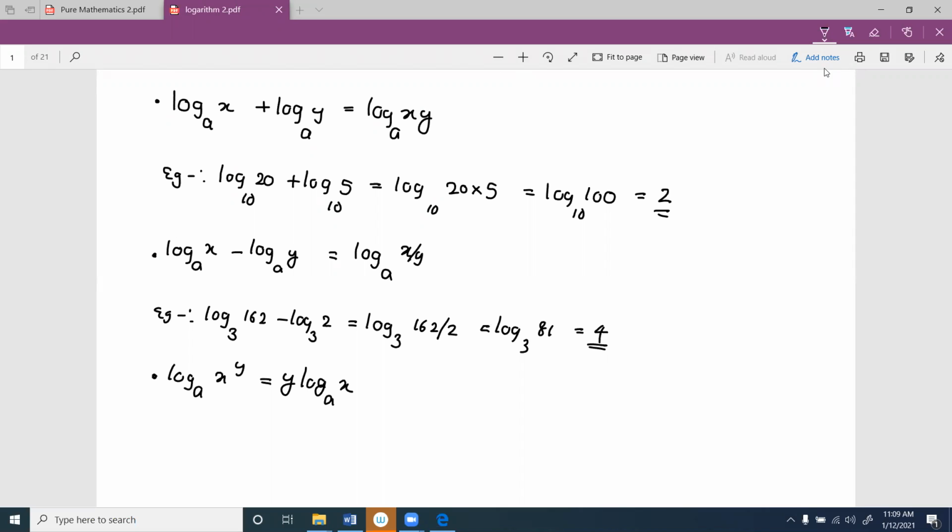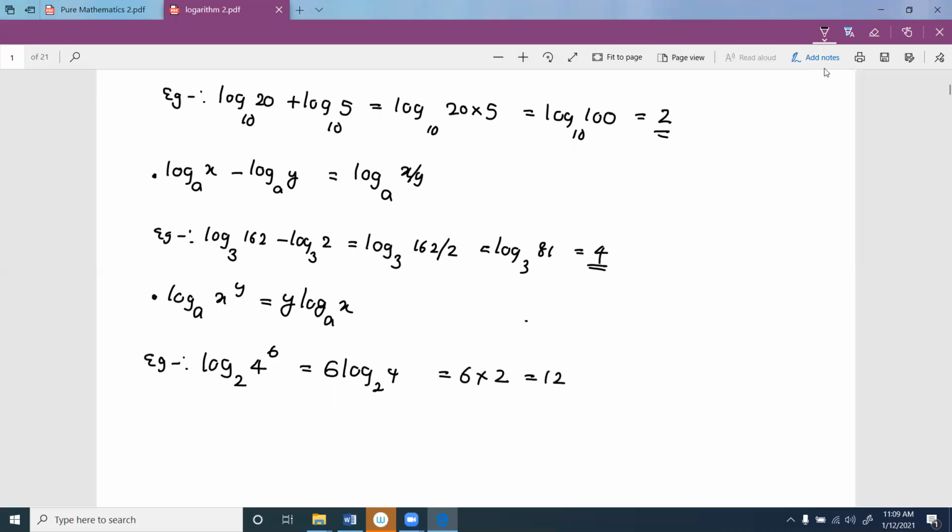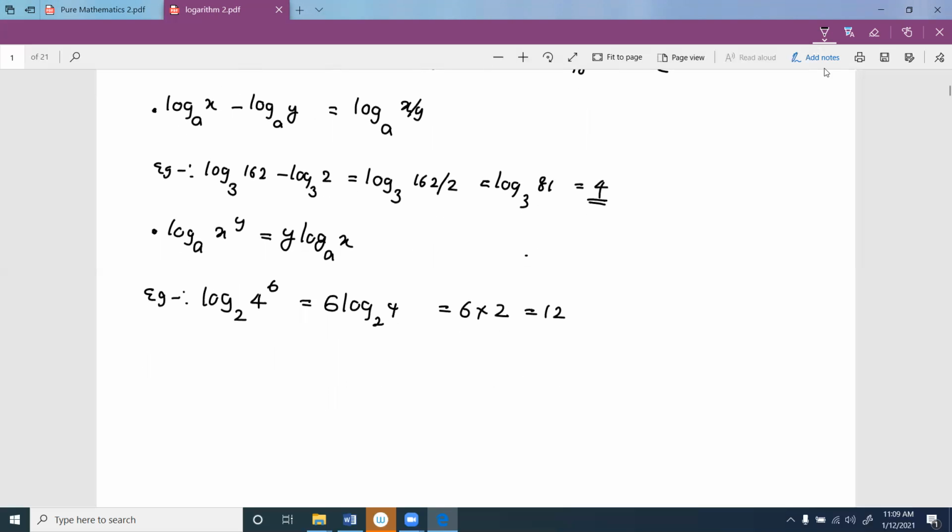For example, if you come across this kind of situation, say log 2 of 4 to the power 6, you can write 6 times log 2, 4. Then 6 times log 2, 4, where 4 is 2 to the power 2, is 2. So 12. That's the third fact we have to understand, right? Okay, then the next rule.